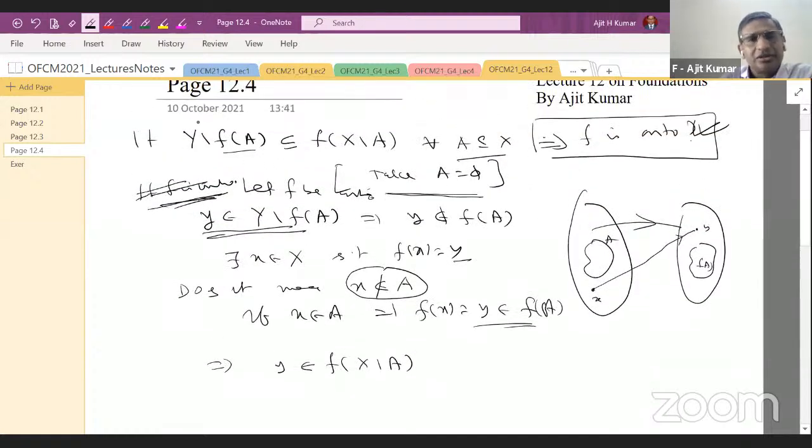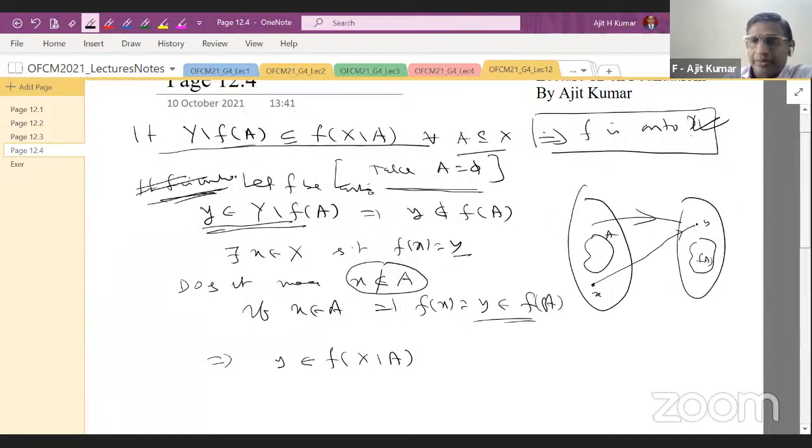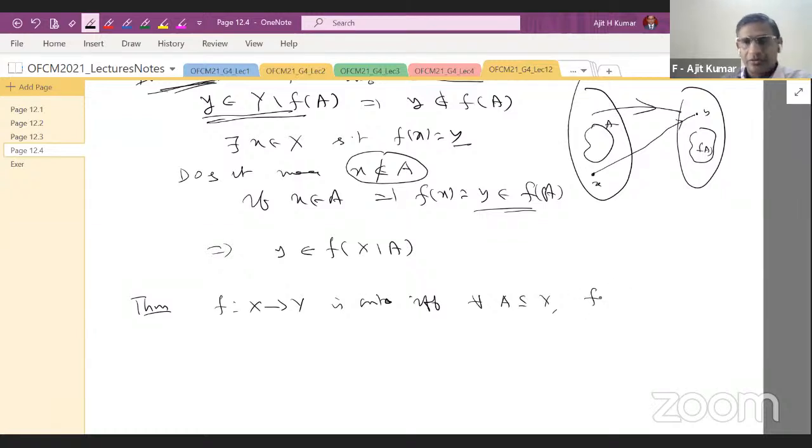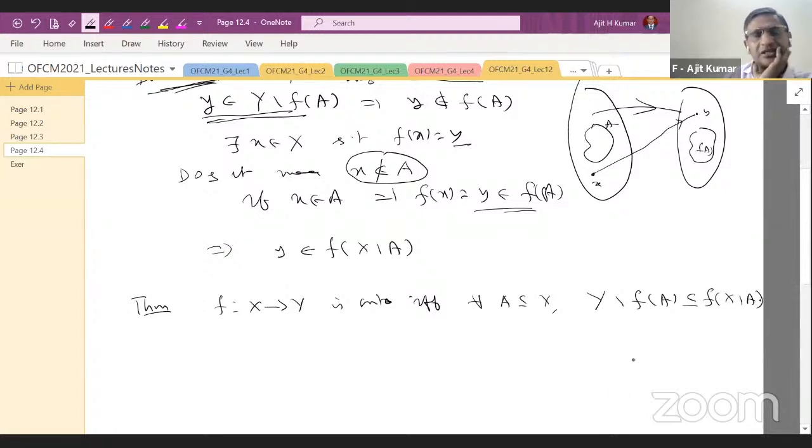Okay, so in this case, what we have proved is, in case f is onto, then this is true. So if you combine these two together, the result we have proved is that f from X to Y is onto if and only if for every subset A of X, f of Y minus f of A is contained in f of X minus A. Okay, that's what we have considered.